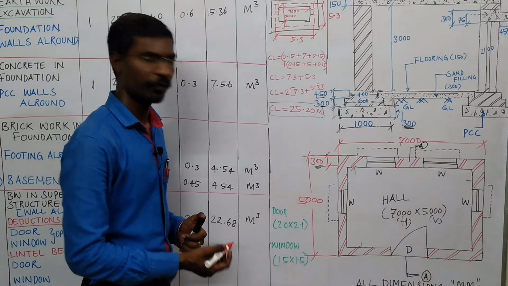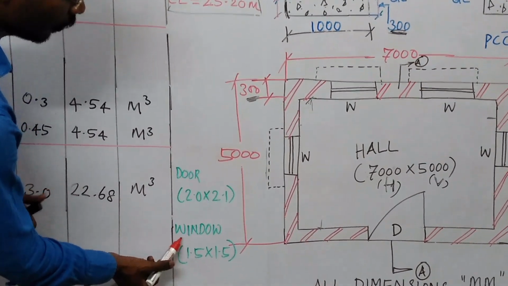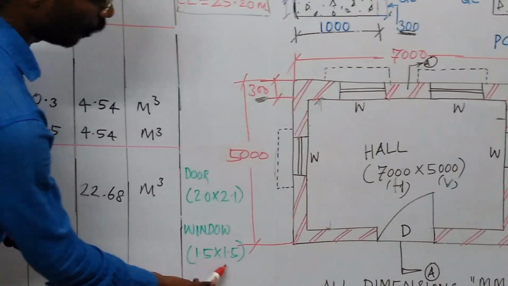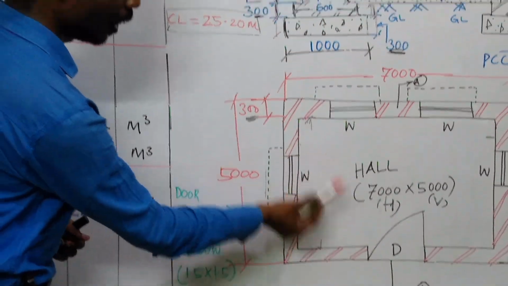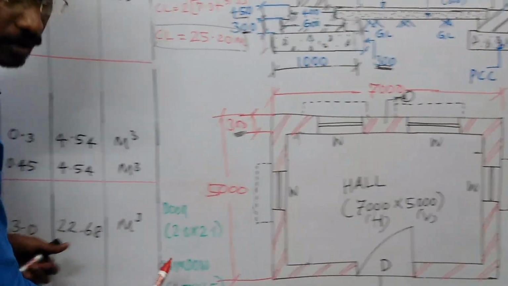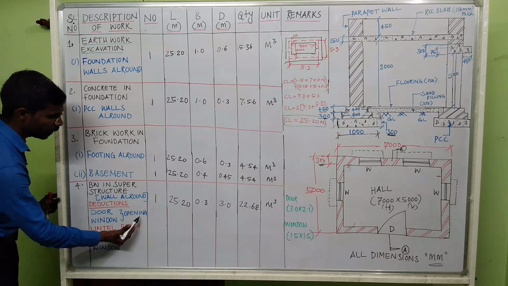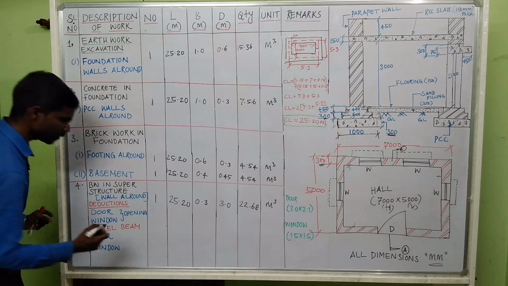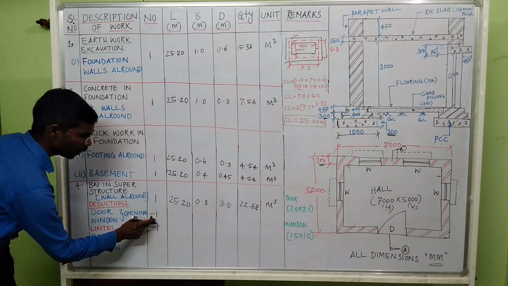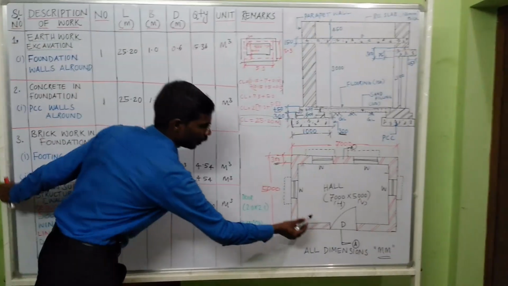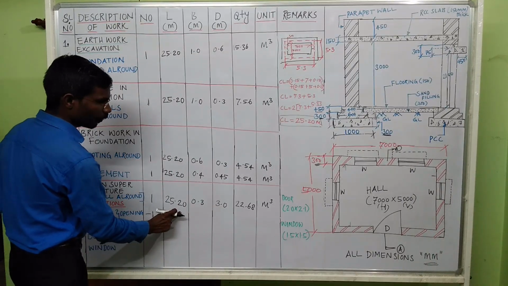So the dimension of the door is 2 meter by 2.1 meter. The dimension of the window is 1.5 meter by 1.5 meter. So just deduct the openings of your windows and doors for these dimensions. So this is the deduction for door and window openings. Deduction means it is a minus, so just mention the minus for door. How many doors do you need to deduct? Only one door, so just mention 1. So what is the length of the door?